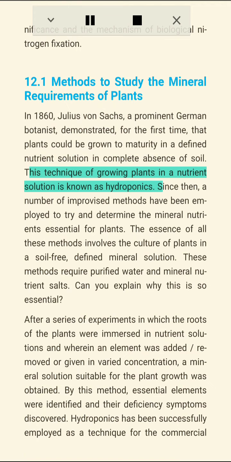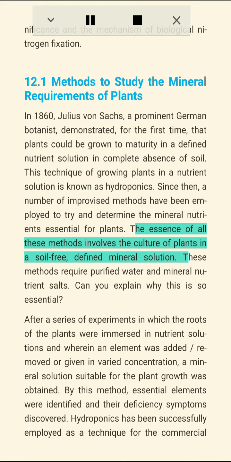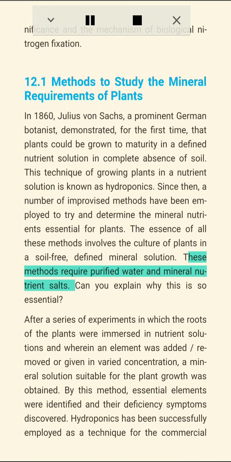12.1 Methods to study the mineral requirements of plants. In 1860, Julius von Sachs, a prominent German botanist, demonstrated, for the first time, that plants could be grown to maturity in a defined nutrient solution in complete absence of soil. This technique of growing plants in a nutrient solution is known as hydroponics. Since then, a number of improvised methods have been employed to try and determine the mineral nutrients essential for plants. The essence of all these methods involves the culture of plants in a soil-free, defined mineral solution.